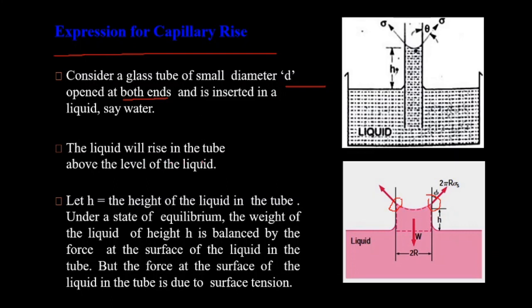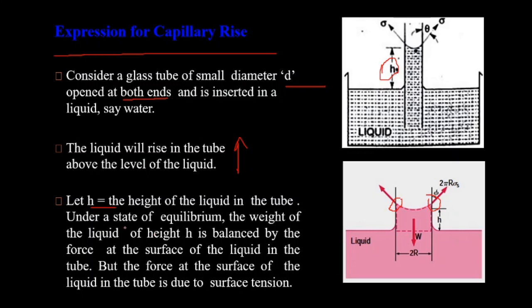So the liquid will rise in the tube above the level of the liquid. So what is this? Capillary rise. Let h be the height of the liquid in the tube. This h is the height of the liquid in the tube, under a state of equilibrium. Okay, this was about the figure.